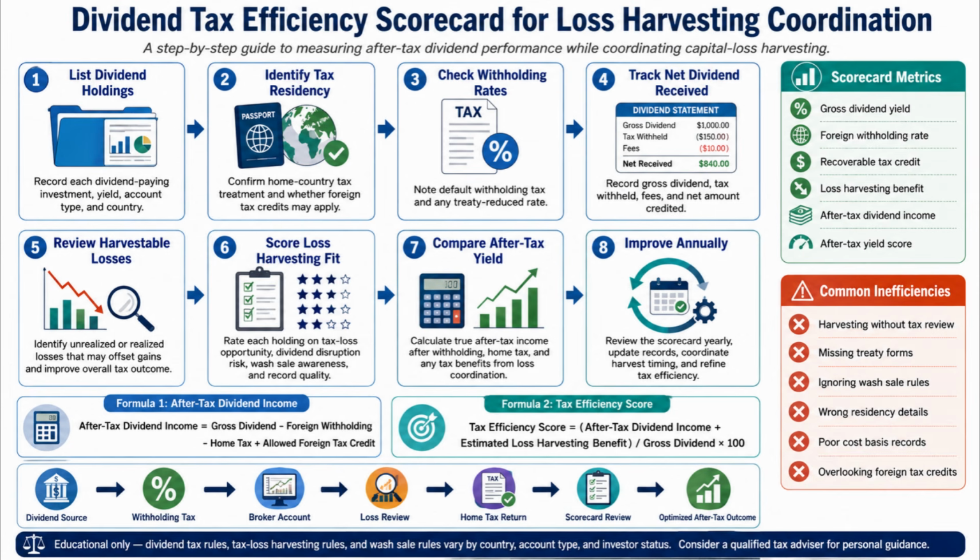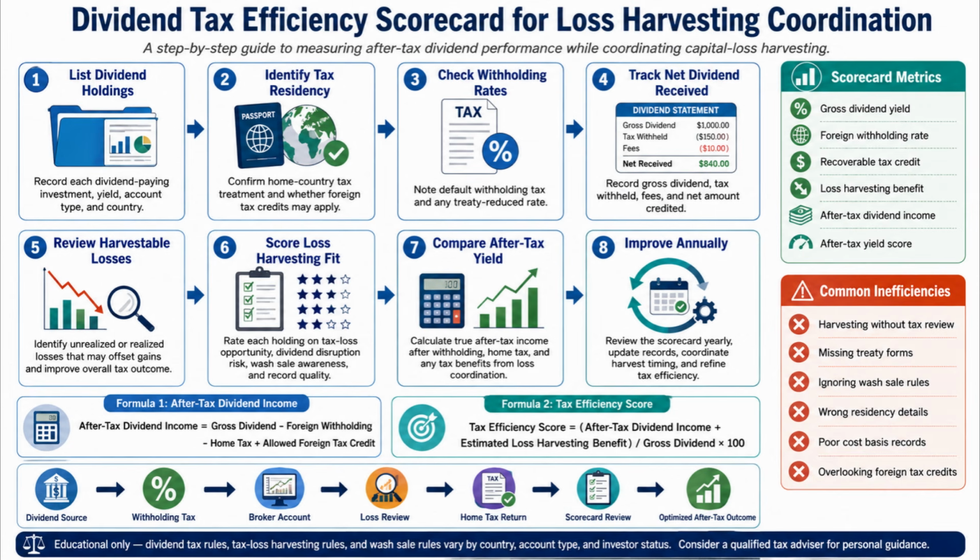At the same time, avoid common inefficiencies. Harvesting losses without a tax review may create problems. Missing treaty forms may cause higher withholding. Ignoring wash sale rules may reduce or delay tax benefits. Wrong residency details, poor cost basis records, and overlooking foreign tax credits can also reduce your final result.